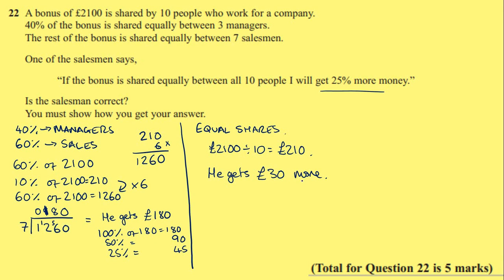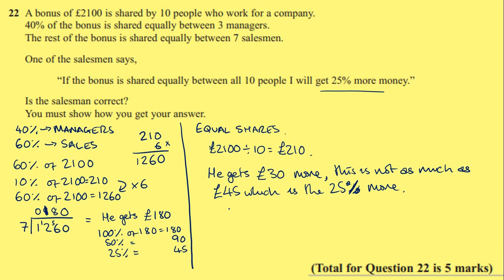But he doesn't, he only gets £30 more. So he gets £30 more. This is not as much as £45, which is 25% more. So no, he's not correct. He would get more money, but it wouldn't be 25% more money.